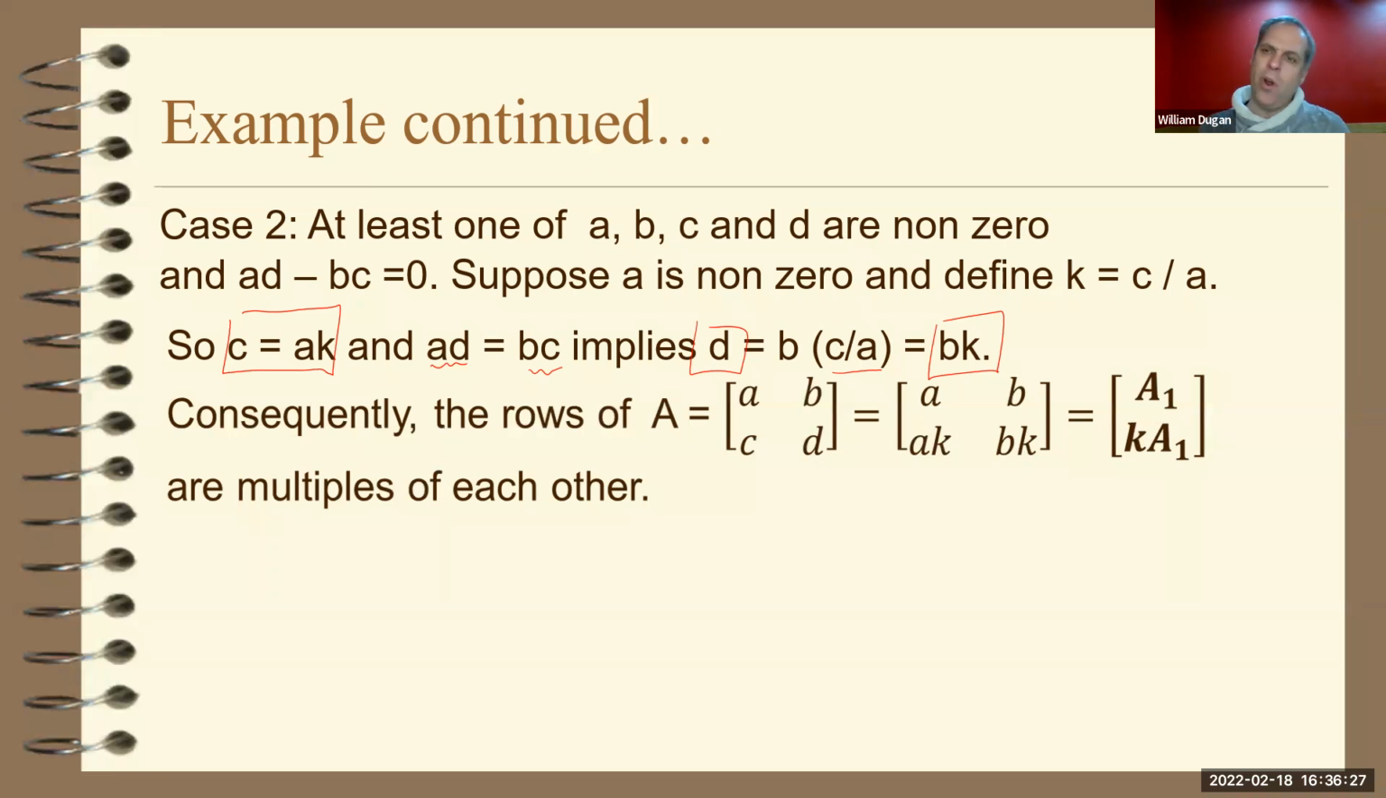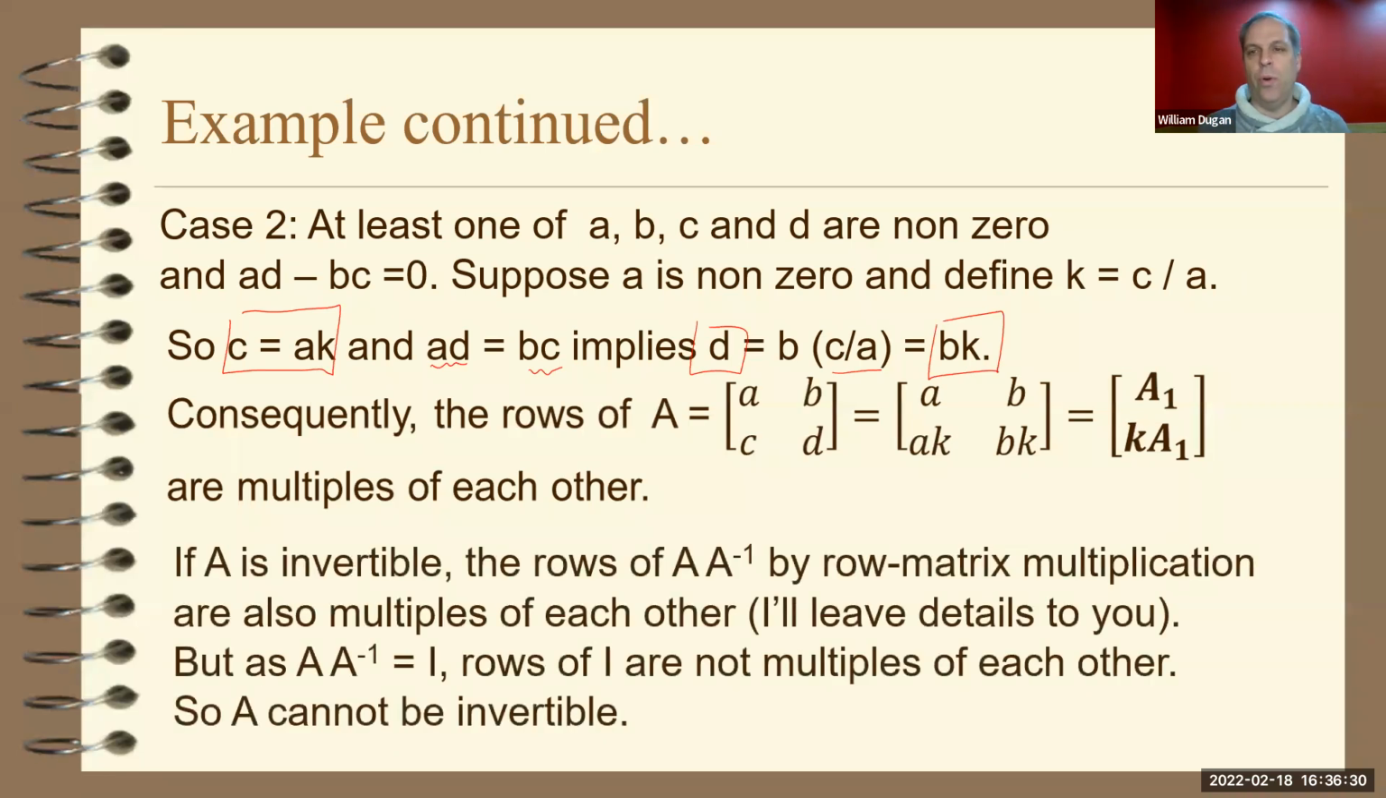Well, now let's go back to the argument I gave you before. Let's suppose for a minute that A actually was invertible. I'll show you that's impossible. If A was invertible, then look at the rows of this matrix. Since the rows of A are multiples, then by looking at row matrix multiplication, the rows of A times A inverse are also multiples of each other. And I'll leave the details for you to think about on your own. Just think about multiplying this by A inverse on the side and think about row matrix multiplication. And you can see why they're multiples of K on both. One's a multiple of K, the other.